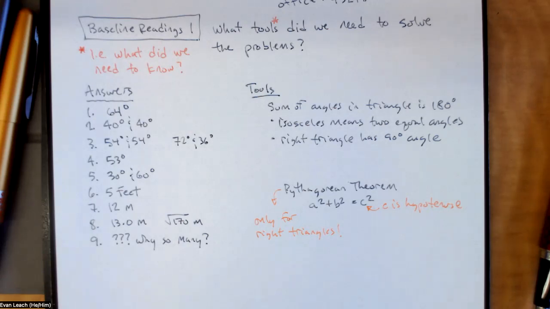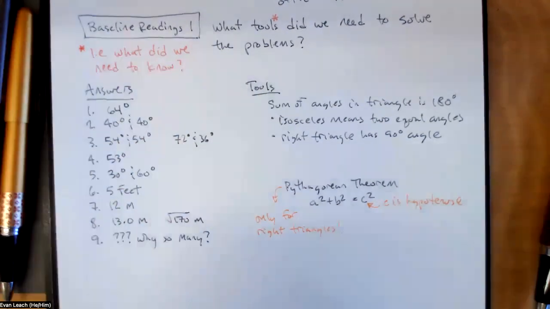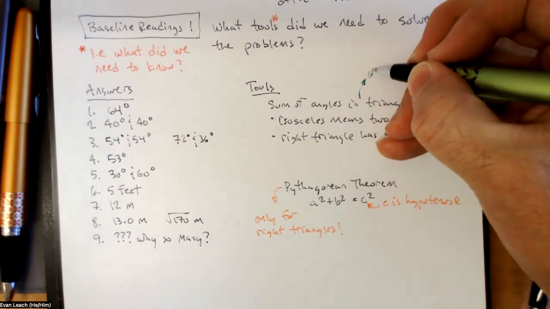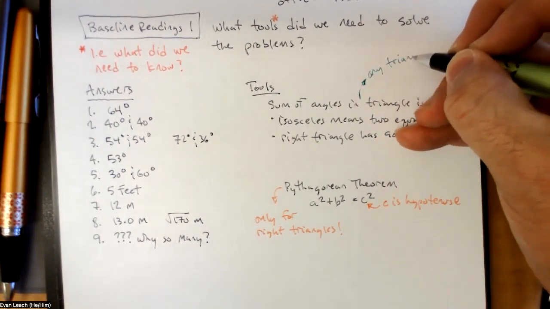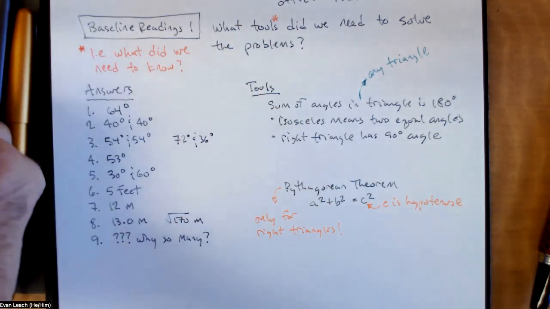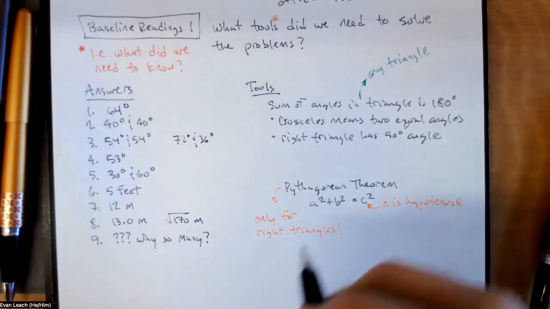Here's what we want to notice about the tools that we have. The sum of the angles of the triangle is 180 degrees. This applies to any triangle. That's one thing we want to notice. It goes for any triangle. What we want to notice is that this tool only involves the angles of a triangle. All we're talking about is the angles. We know nothing about the sides. So this tool only has angles.